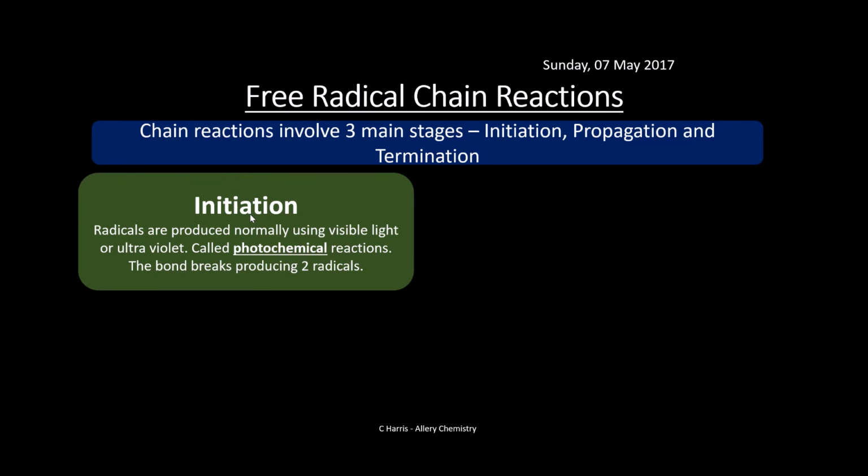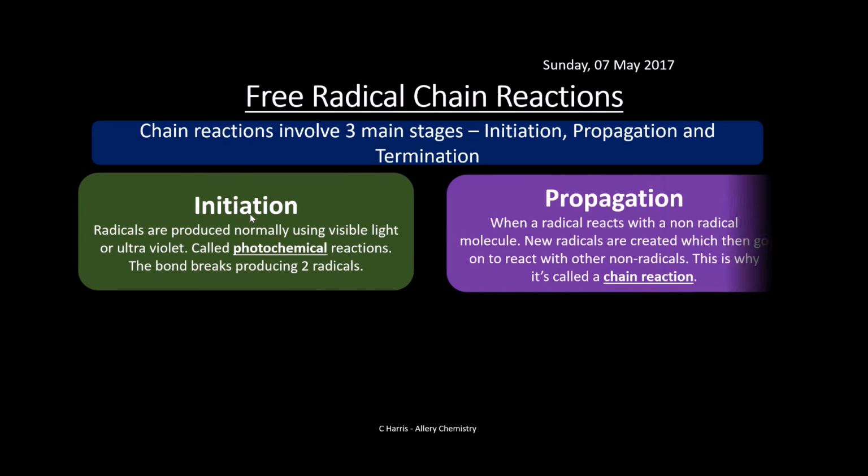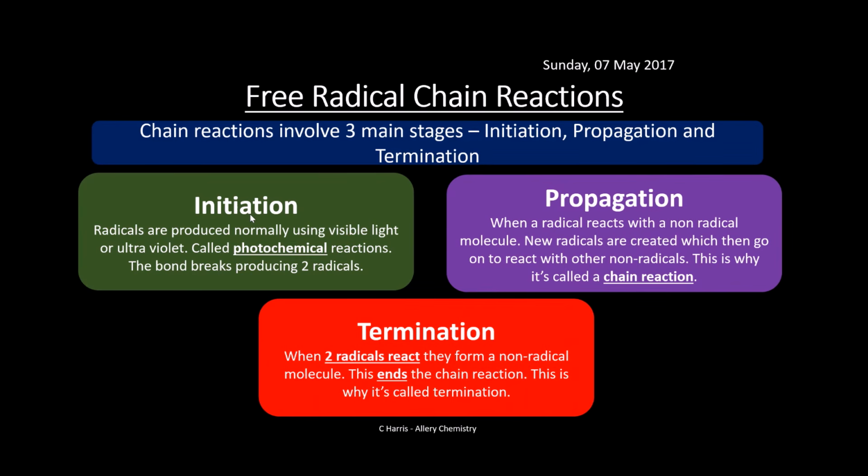So initiation is basically where radicals are produced, normally using visible light or ultraviolet, so you can use UV. These are called photochemical reactions, and basically the bond breaks and we produce two radicals. Propagation is like the middle step, and I'll show you some reactions in a minute to show you where they fit. Propagation is basically where we've got a radical meeting with a non-radical, they react, new radicals are formed, and these then go on to react with other non-radicals. So we call this a chain reaction because it literally just keeps going and going and going until we get to a termination step.